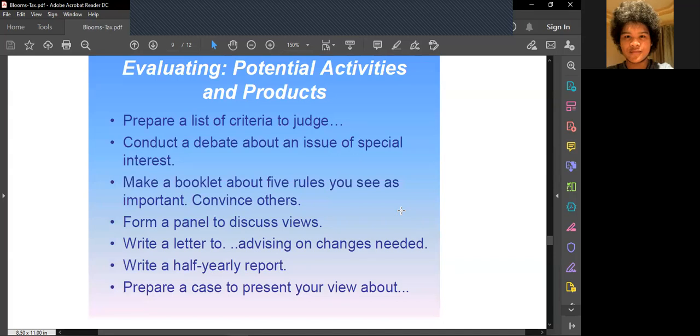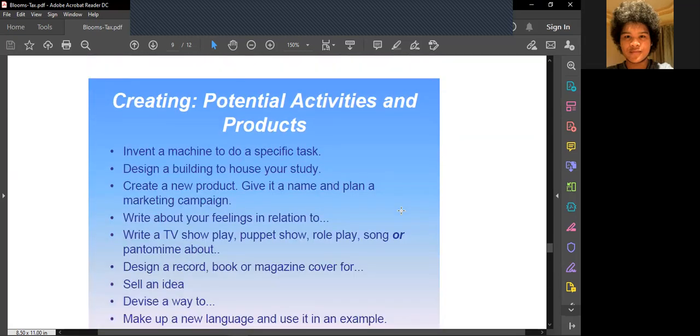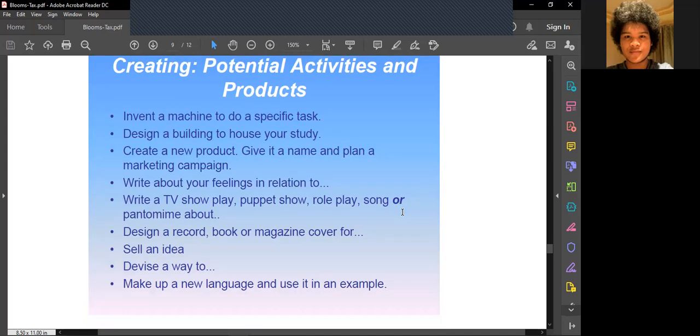And we have evaluating, prepare a list of criteria to judge, conduct a debate about an issue of special interest, make a booklet, form a panel, write a letter, write a half-yearly report, or prepare keys to present your view. And we have the creating. We have inventing a machine, designing a building, creating a new product, write about your feelings, write a TV or play, design a record, sell an idea, devise a way, or make a new language to use it as an example.